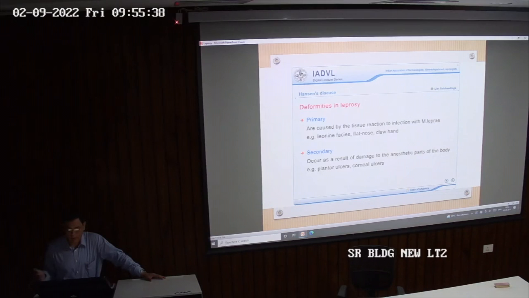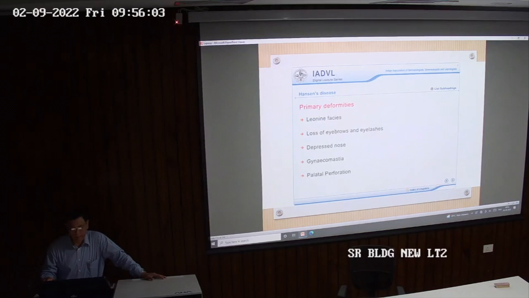Primary are caused by tissue reaction to the infection with M. leprae. So leonine facies is the primary deformity. Flat nose, claw hand, these are because of the direct involvement of the bacillus. Secondary occurs as a result of damage to the anesthetic part of the body that we saw, the neuropathic ulceration and blister formation. These are secondary deformities or complications. Plantar ulceration and corneal ulcerations.